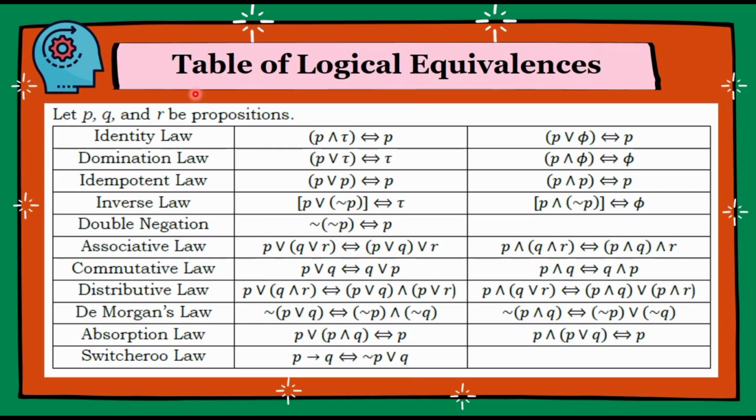Here is a table of some logical equivalences. Let P, Q, and R be propositions. We have the basic laws like identity law, domination law, idempotent law, inverse law, double negation law, associative law, commutative law, distributive law, De Morgan's law, absorption law, and Switcheroo law.